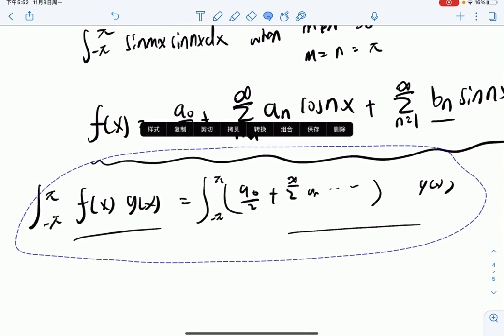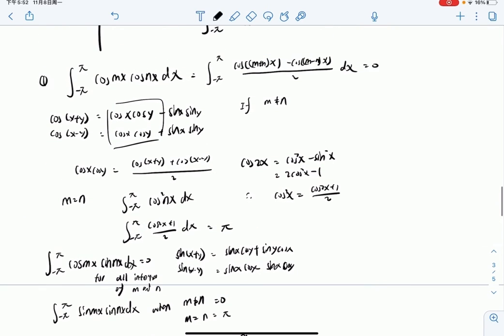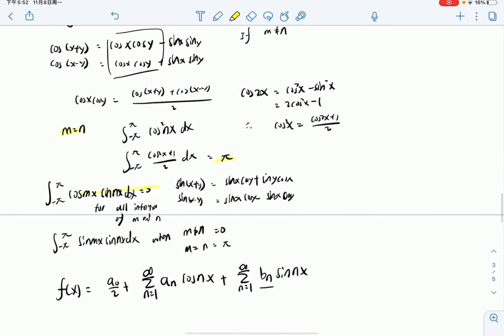Now, from the previous identity, the first one is that when m is not equal to n, this term is equal to 0, and when m is equal to n, this term is equal to pi. And for this, it is just going to be 0, and from this it is going to be pi.